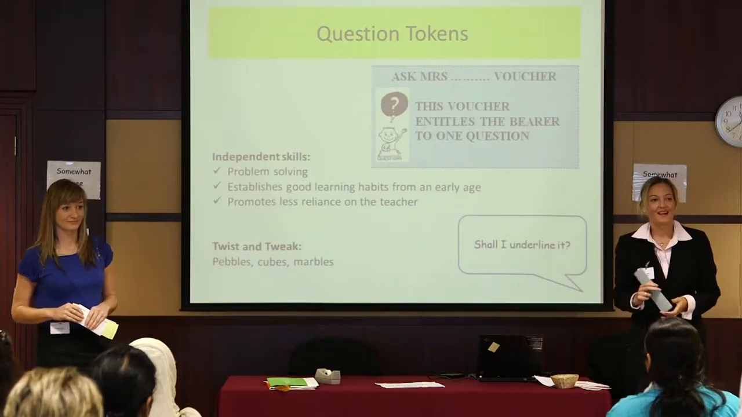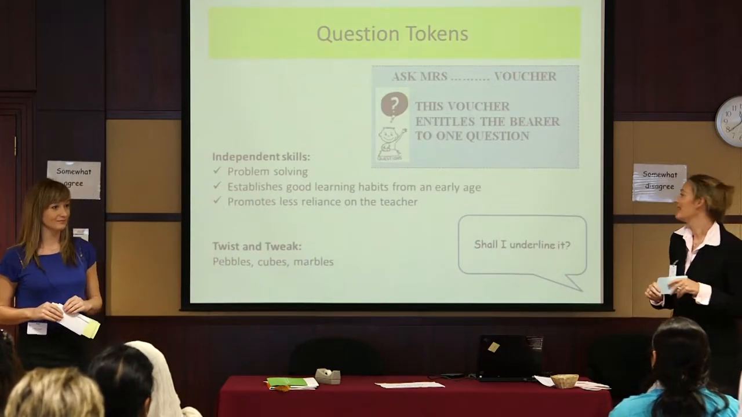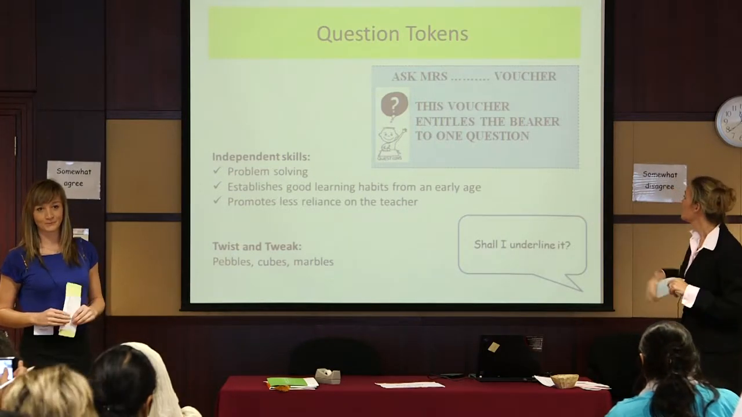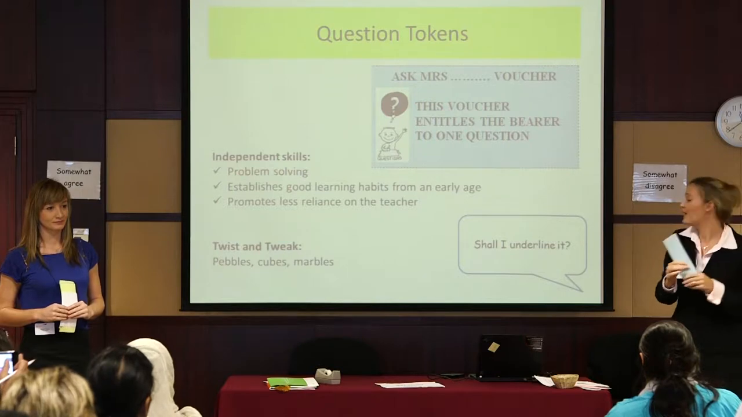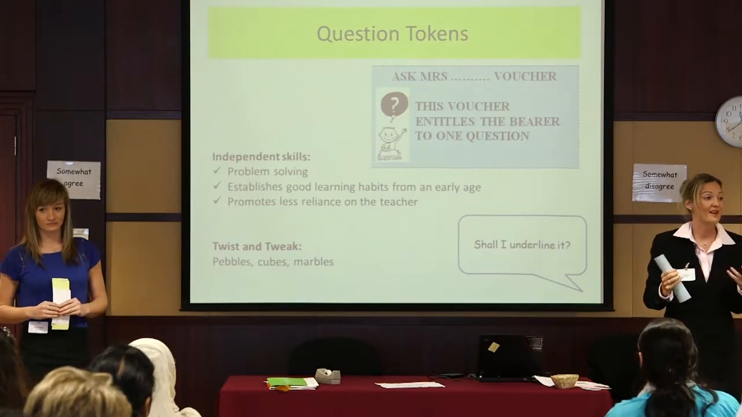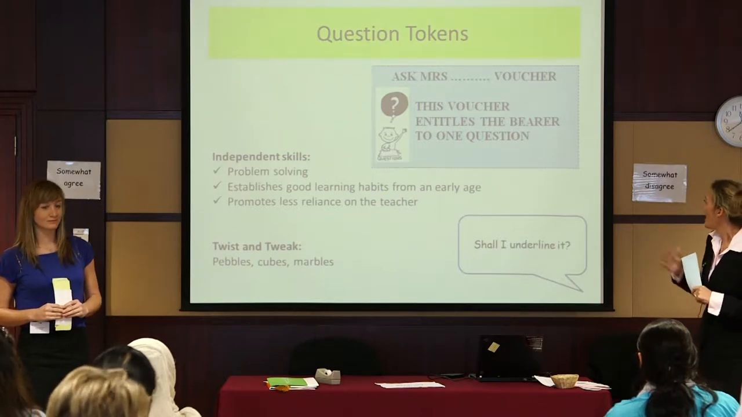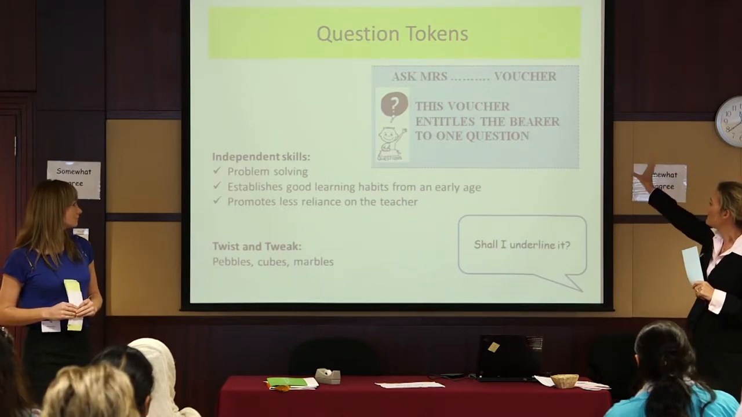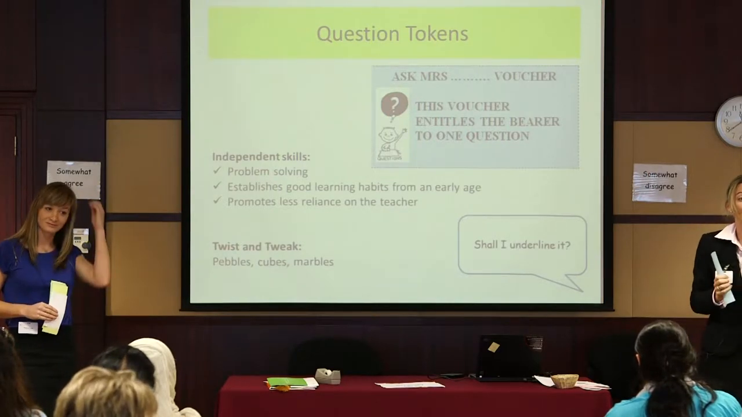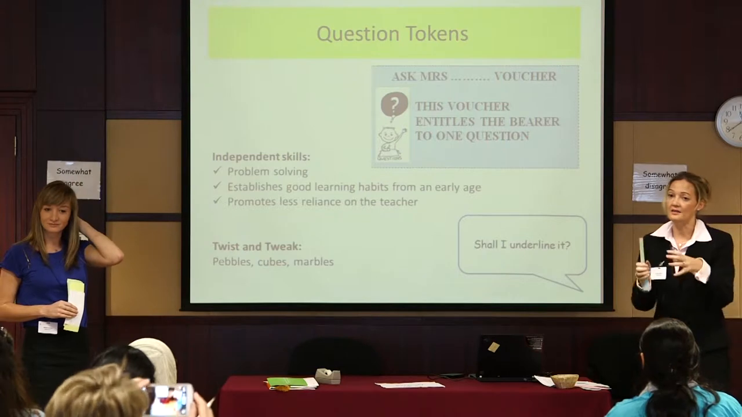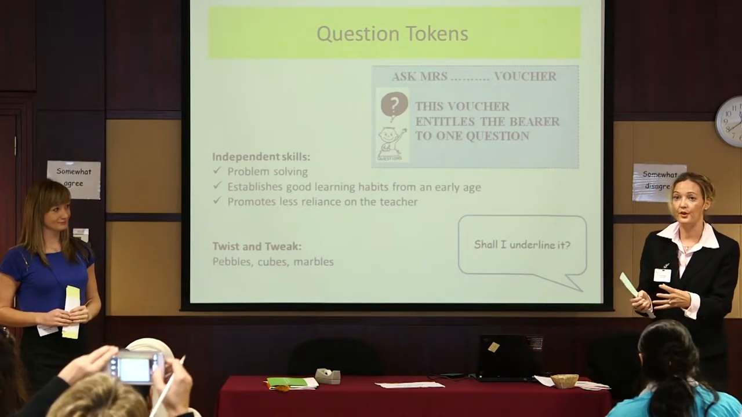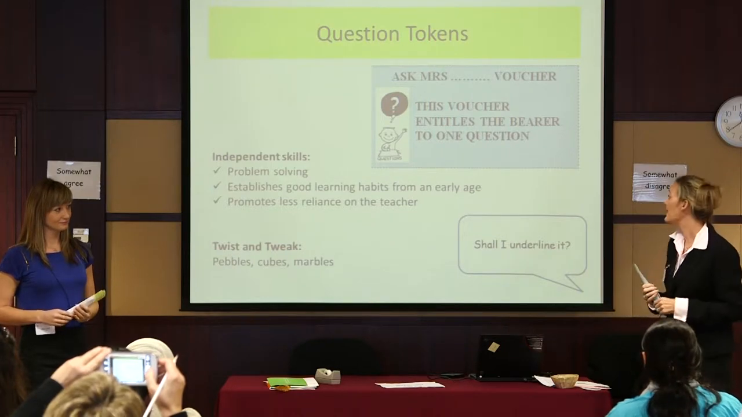The first one of the things that we like to do is use question tokens. Maybe this is something that you already use. And they're very simple. You can make little question tokens like the one here, just on card. You can laminate them if you want them to last a bit longer. And you can fill in your name there. And it says, this voucher entitles the bearer to one question. You can distribute as many as you like, one each to individual students, or you can put them on the table for a group. It's up to you to decide how many.